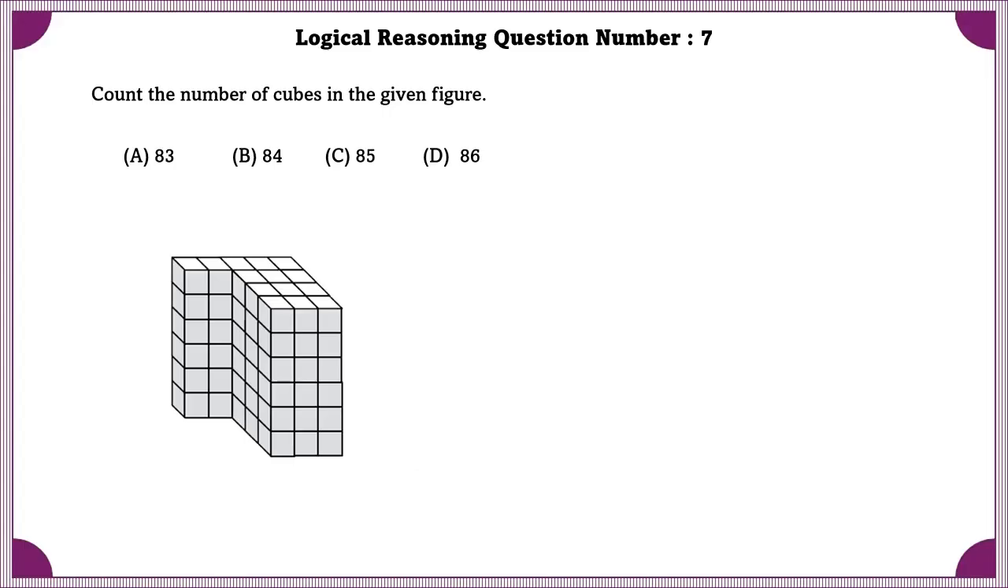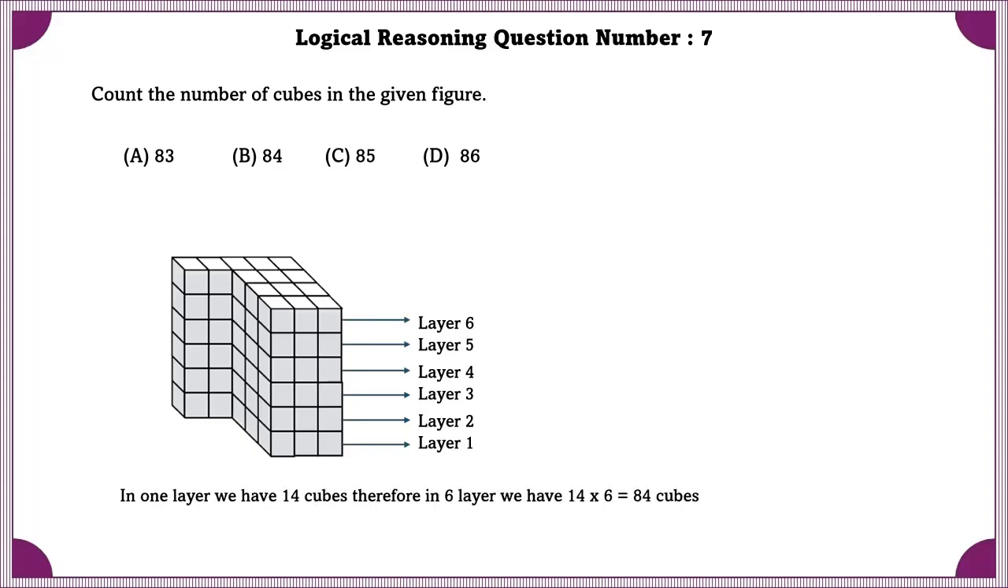Logical reasoning question number 7. Count the number of cubes in the given figure. In one layer we have 14 cubes. Therefore in 6 layers we have 14 into 6, which is equal to 84 cubes.